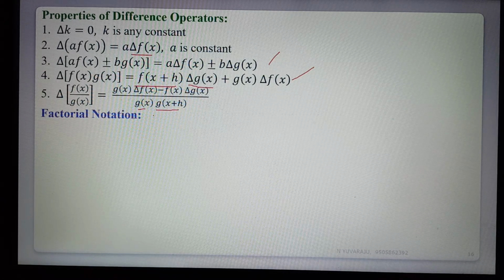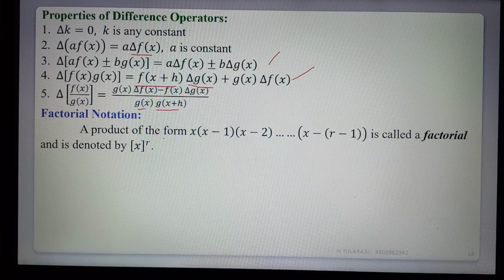So next, factorial notation. A product of the form x into x minus 1 into x minus 2 up to x minus r minus 1 is called a factorial and is denoted by box x power r. It is a product of x minus each successive number, that is x minus 0 into x minus 1 into x minus 2 up to r minus 1. So this is called factorial notation. It is denoted by box x power r.